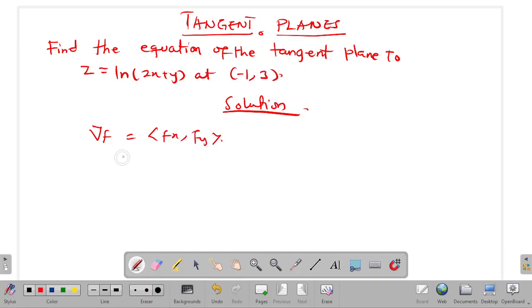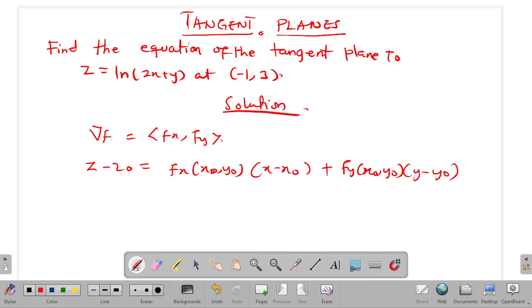So my equation then becomes z minus z naught is equal to fx at x naught, y naught, your gradient function at that point, which gives you the direction number, multiplying x minus x naught, plus fy at x naught, y naught, which is your derivative with respect to y. It gives you a direction number in the y direction, so multiplied by y minus y naught. As simple as that. Now z naught is simply a function of x naught, y naught, since our function is here. You just put your points in.